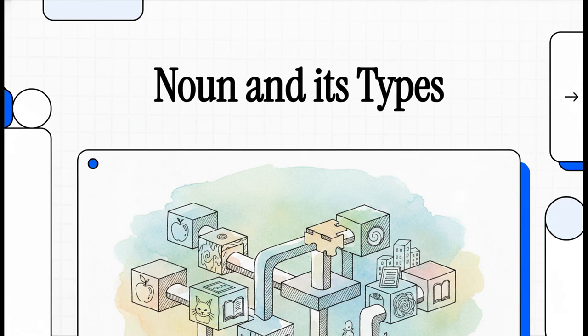Hey everyone, today we are diving deep into something we use every single second we speak or write: nouns. Seriously, they're the basic building blocks of our entire language, so it's pretty important we get to know them a little better. Let's get right into it.